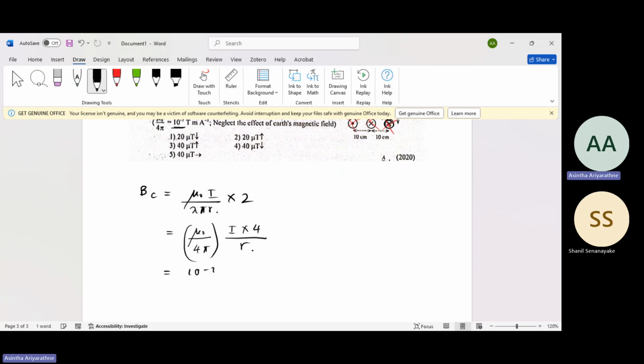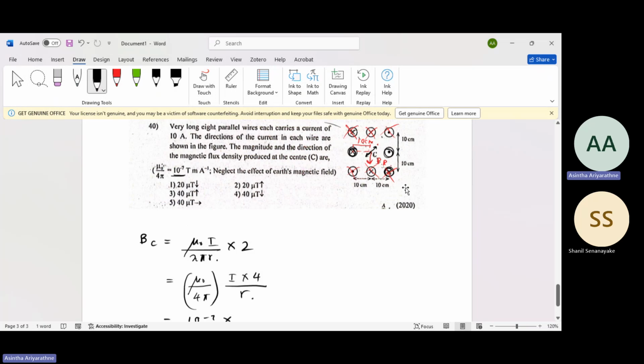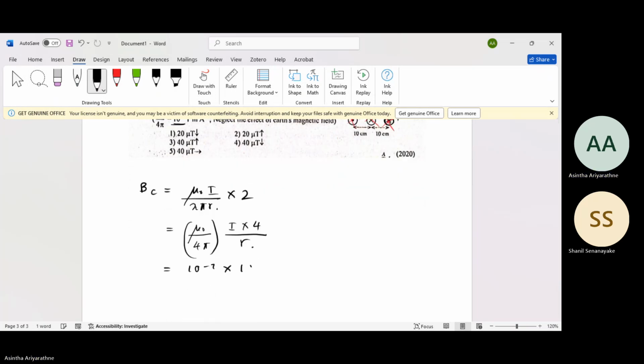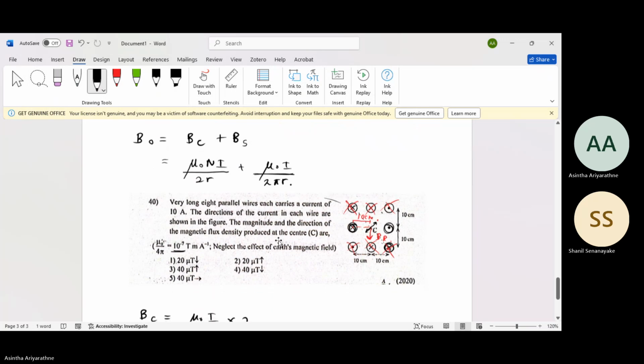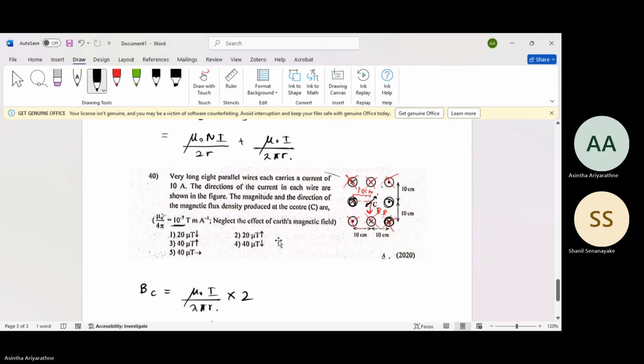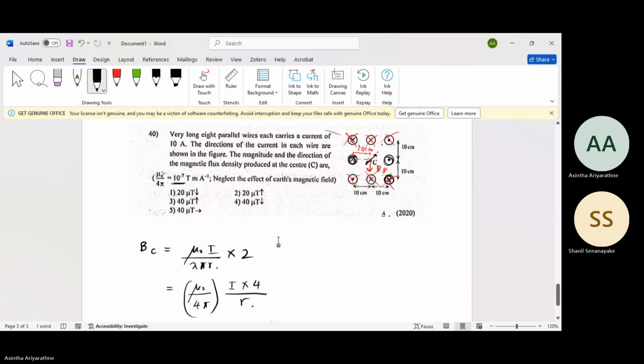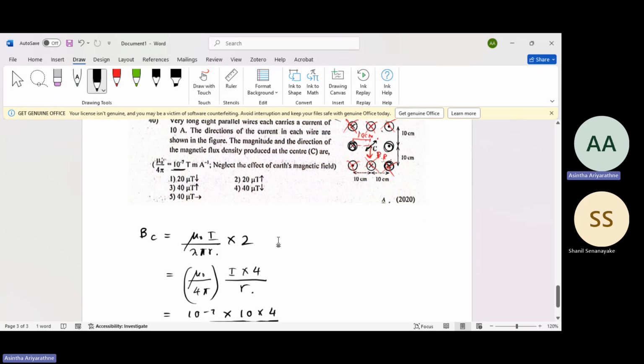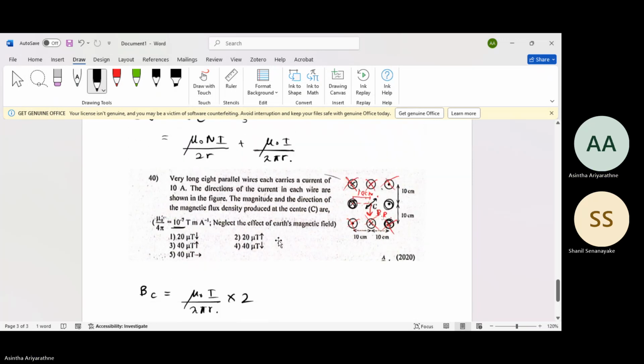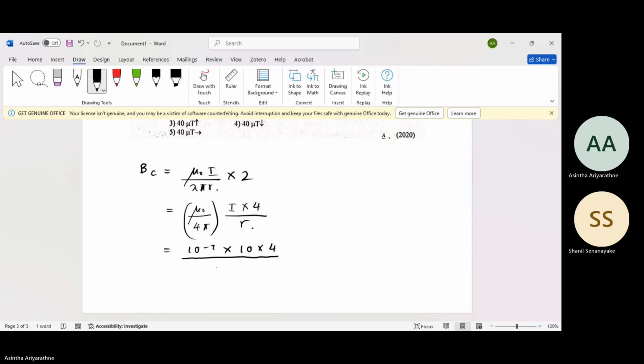So 10 to the power minus 7, times I, which is 10 amperes, times 4, divided by r. r is 10 centimeters, which is 10 into 10 to the power minus 2. What do we get?